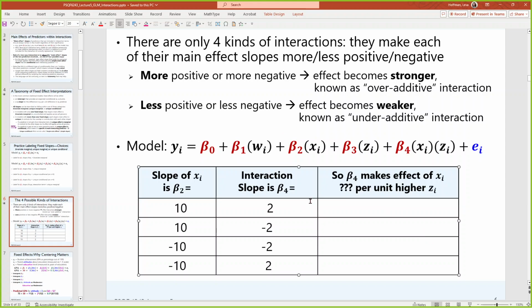Yeah, which set of words? More positive, less positive, more negative, or less negative? More positive. This is a more positive.